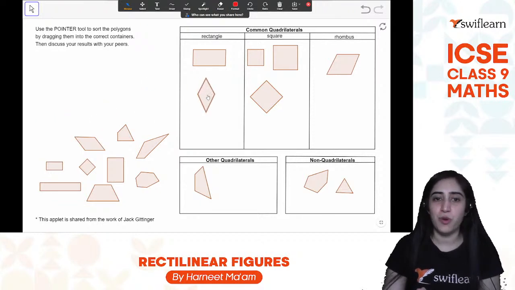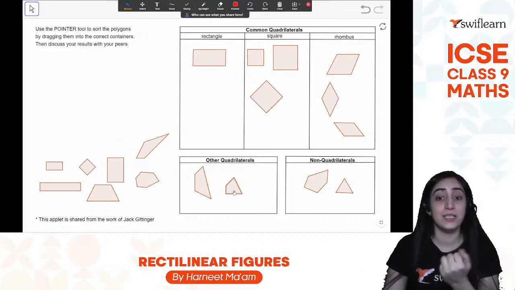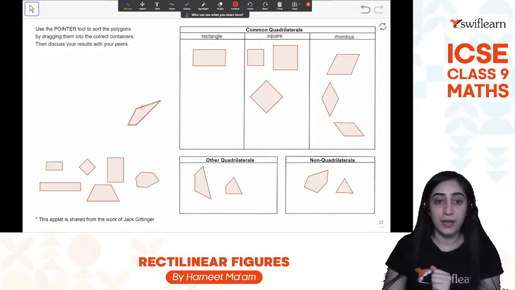Moving on to this one. What is it? Opposite sides are parallel. It comes into the category of a rhombus. This one, it's also a rhombus. How about this one? It's the other one, because no side is parallel to each other, but it is a quadrilateral. How about this one? It's another quadrilateral. Very good.